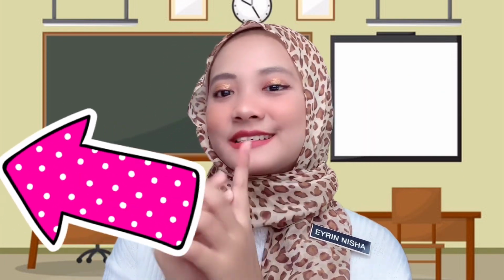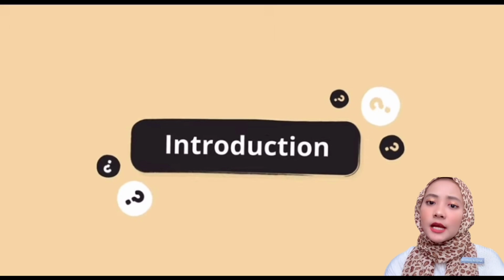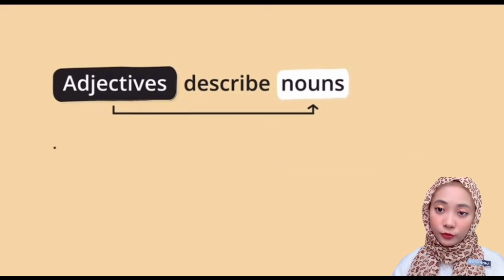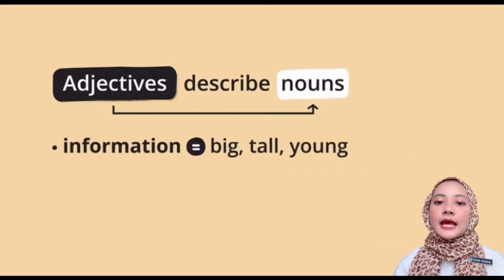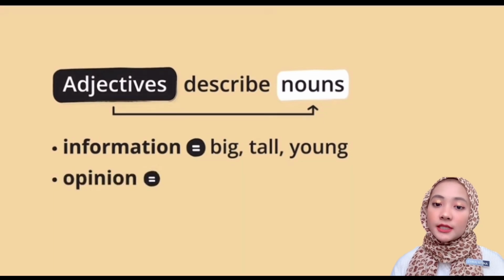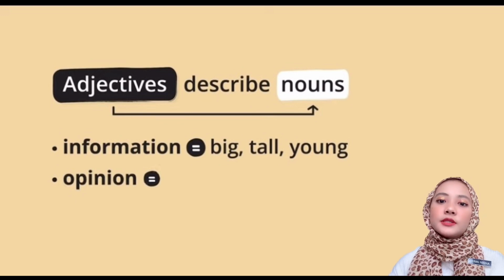So now, like I said before, I will explain it more to you about comparative adjectives. Right, so now let's learn more about it. Before we learn about comparative adjectives, you must know about adjectives first, right? So what is an adjective? Like I taught you in my past video, if you remember, adjectives are words that describe nouns. Adjectives can tell us information like age and also opinions about a noun or describe someone's feelings.